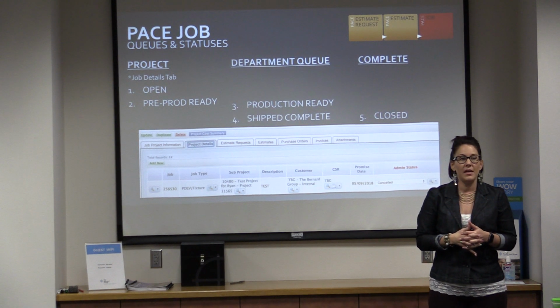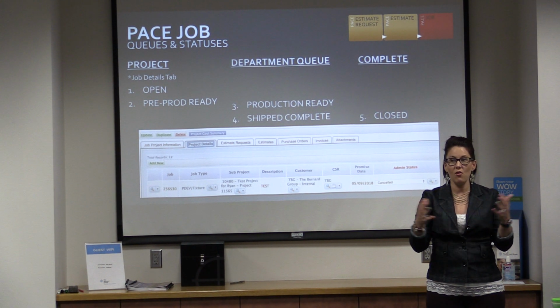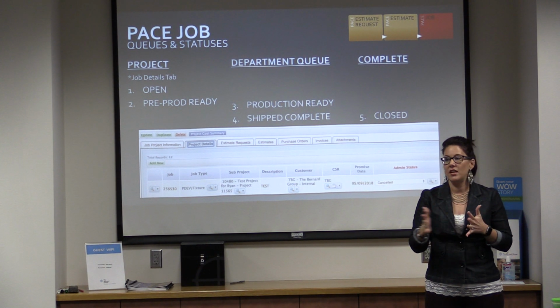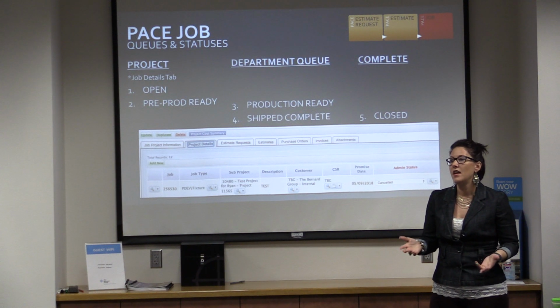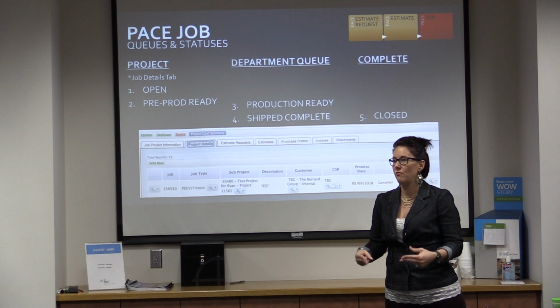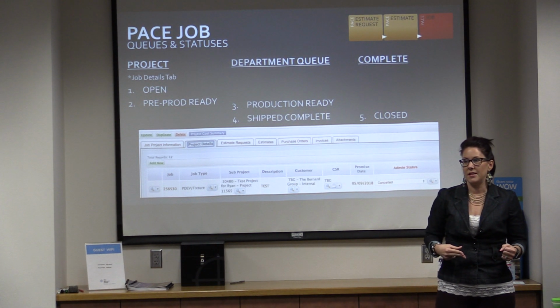So for Fab PMs, as soon as you change that status, it shows up in their queue, they go in and they review it. If there's anything funky with it or they need additional information, they'll reach out. Then they'll change that status to production ready. That means, hey, production, you can now start working on this. Does that make sense?